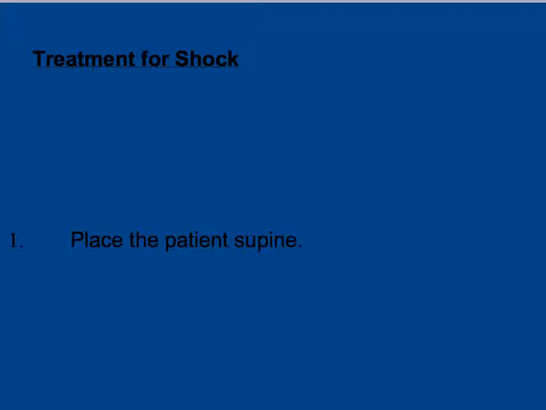So once we recognize one of those 5 symptoms of shock, our treatment for shock also has 5 elements to it. The first is to place the patient supine, and we don't use a head-down position with our Trendelenburg shock position. We simply place the patient in a supine position. The head-down position tends to impair ventilation, and we certainly don't want to do that. So step 1, get the patient supine.